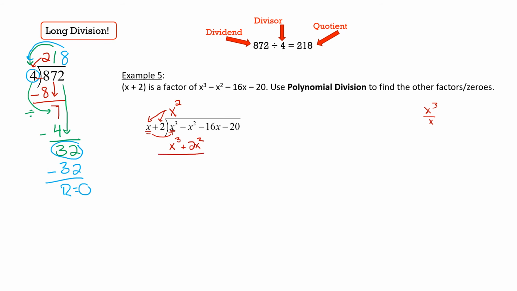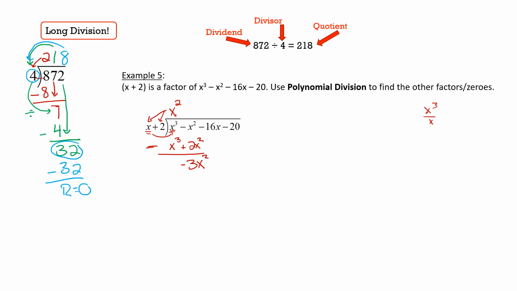So we're going to subtract the whole thing, not just the first term. I need to subtract both of them. So first I'm going to do x cubed minus x cubed, that'll be a 0, but then I'm going to do negative x squared subtract 2x squared. So these two are gone, they make a 0. The x cubes are gone. Negative x squared subtract 2x squared is negative 3x squared.